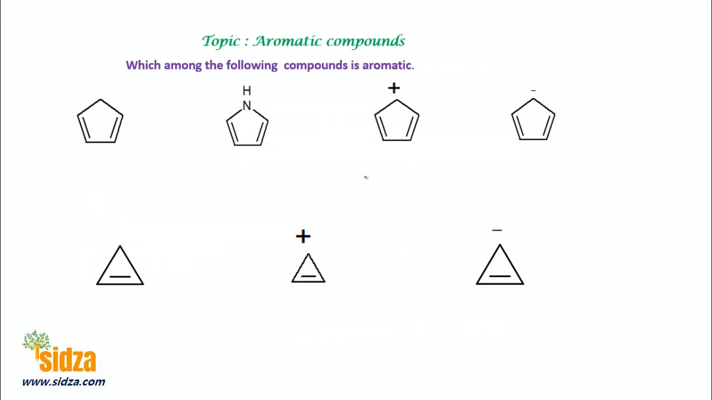Now let's see which among the following compounds is aromatic. We have to identify whether these compounds are aromatic, non-aromatic, or anti-aromatic. Look at the first molecule. It's not completely conjugated. We have a double, single, double, and this part is not completely conjugated, right? Because you have two single bonds there, and this carbon here is sp3 hybridized, right? So we have a double and double, so this is not a conjugated system. Hence we can say this is a non-aromatic compound.